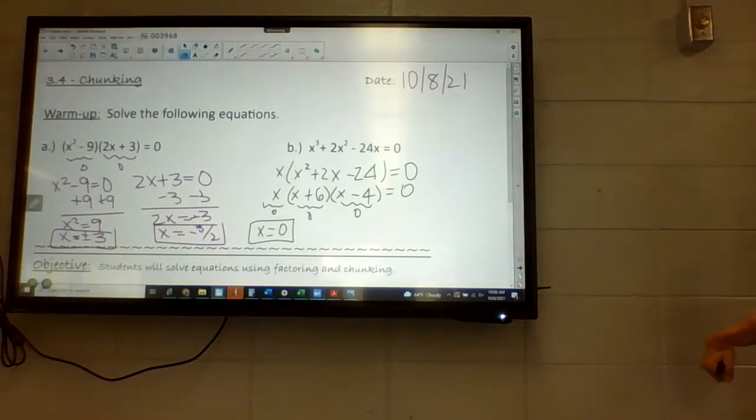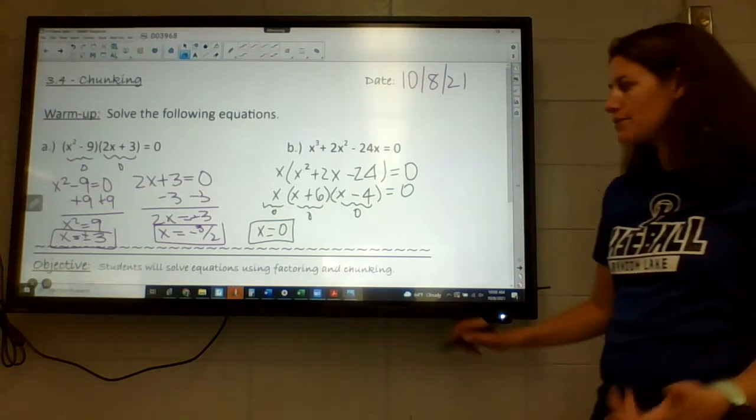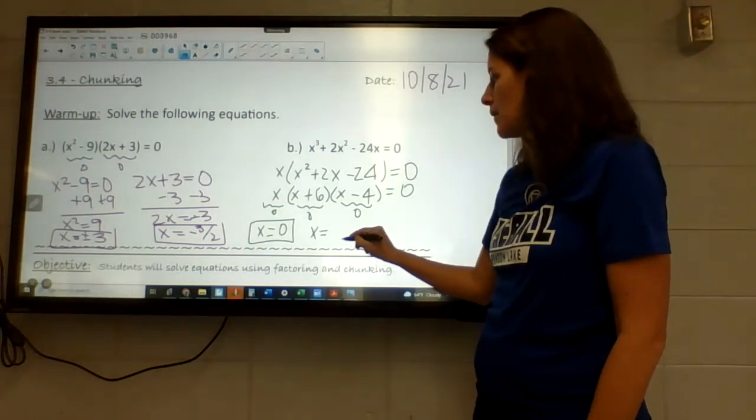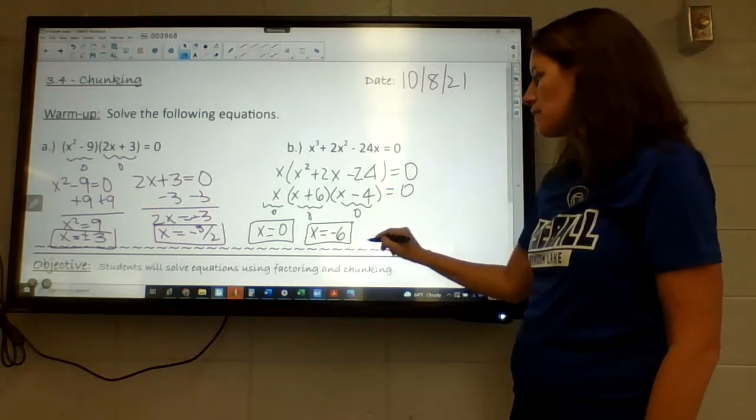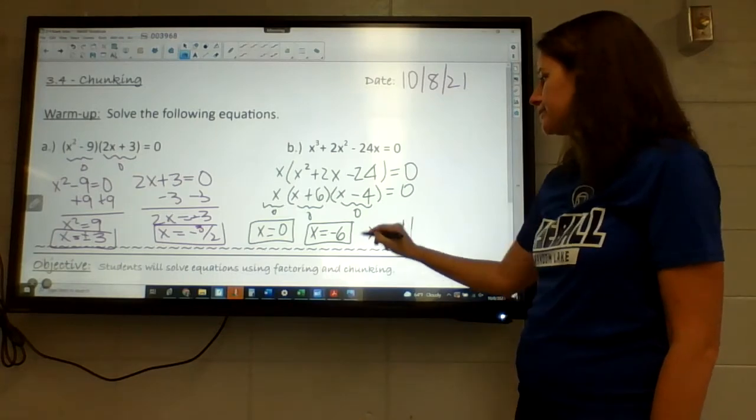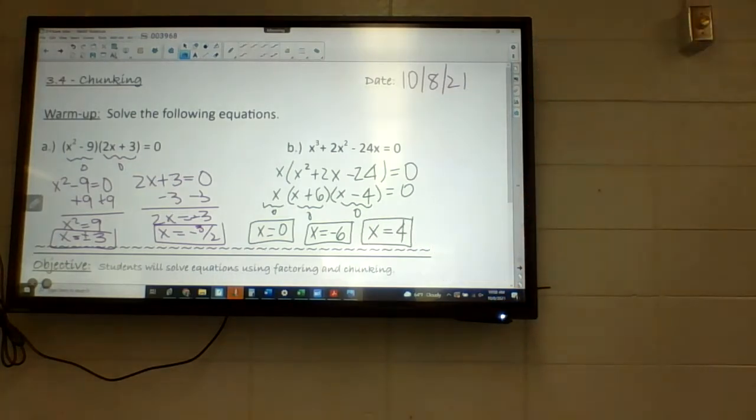And then these are pretty easy equations to solve. X plus 6 equals 0, so that means x could be -6, or x could be +4. And if you don't have to show each of those equations written out, I'm okay with that.